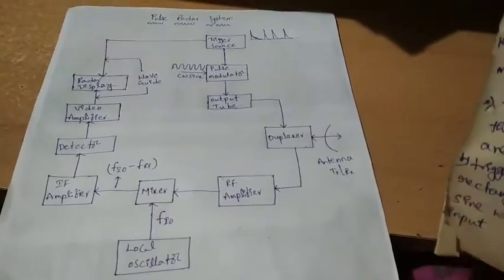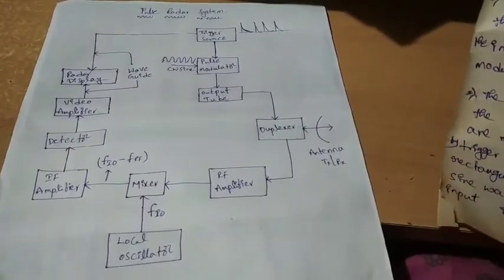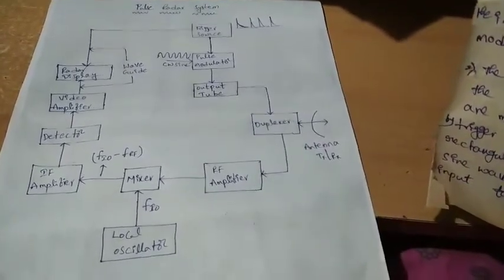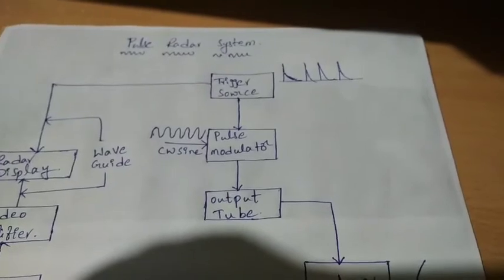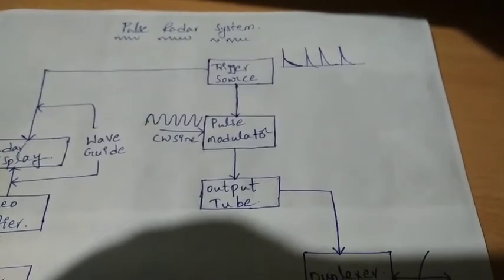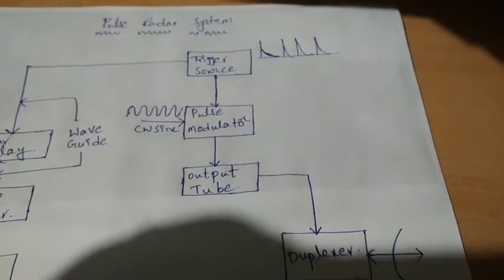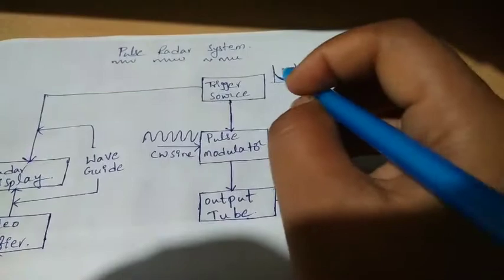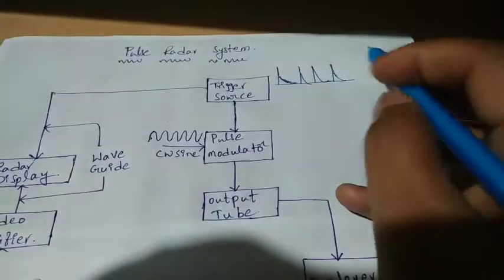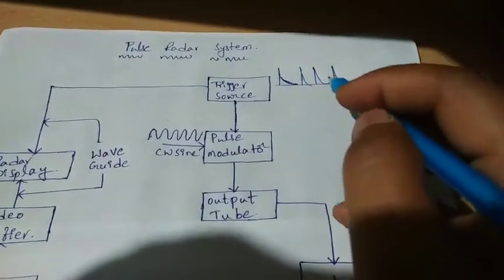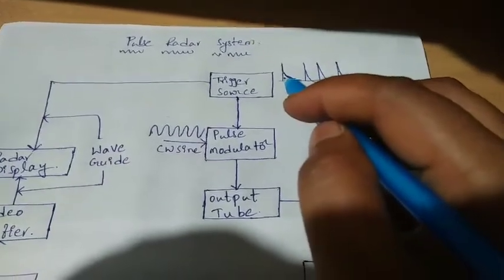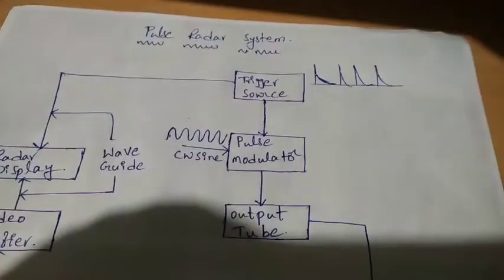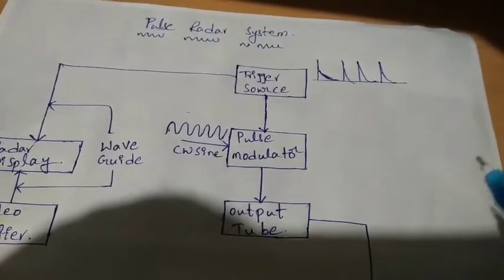Now let us see one by one what the blocks consist of and how the working of each block takes place. The first block is the trigger source. The function of the trigger source is to provide an impulse response, like this sawtooth waveform. So this trigger source provides pulses like this. These trigger pulses are continuously generated.